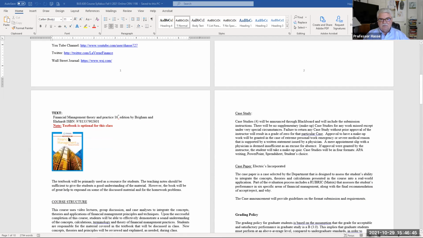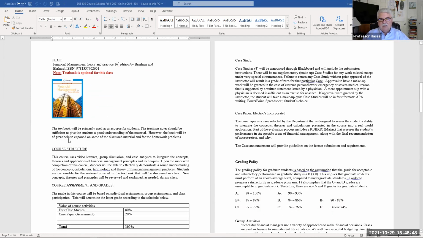Another important part of this is naturally our textbook, but it's optional, but I will be using this textbook, the 16th edition of Financial Management Theory and Practice. We have 4 case studies in our class, each worth 20%. And then we have a case paper, which is a paper and a spreadsheet analysis. And we will begin discussing that case paper next week. Again, the case paper is individual. It originally was planned in this class to be a group case, but it's individual. So all 5 assessments in this class, the 4 case studies and the case paper, are all individual work. So just so people are aware of that.